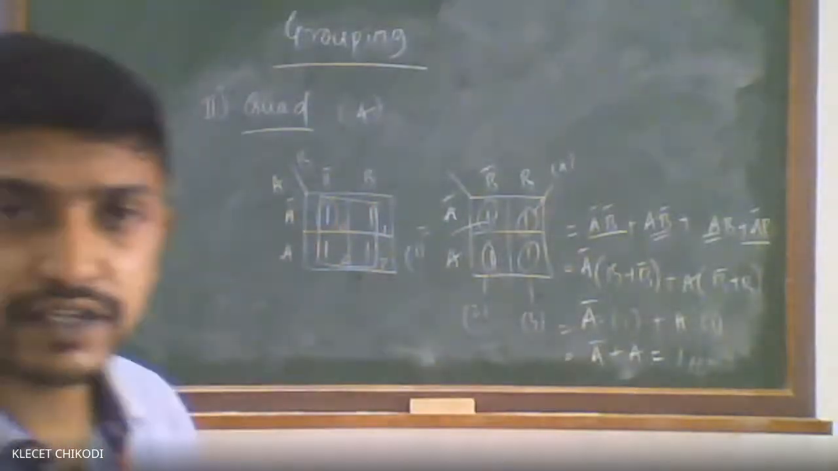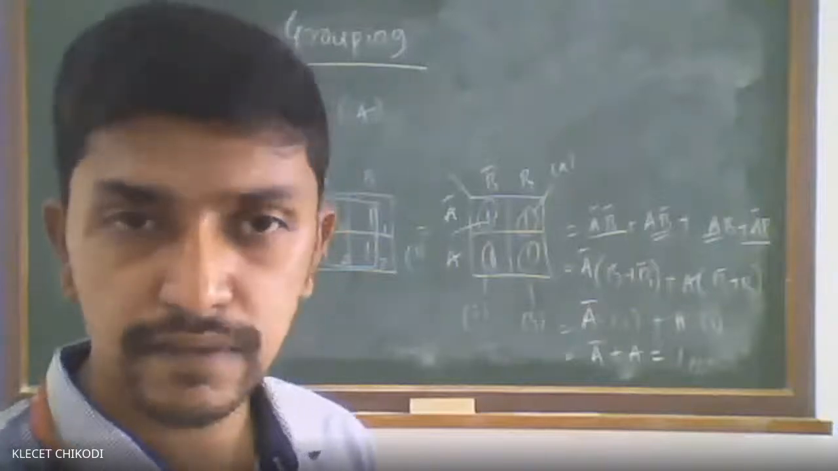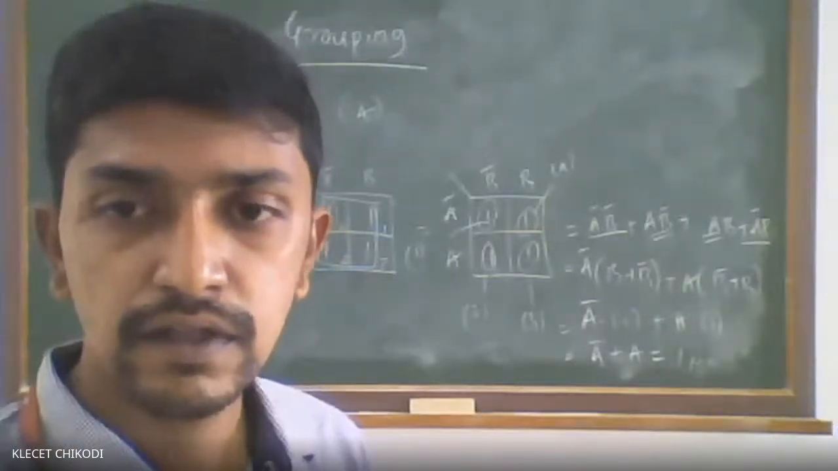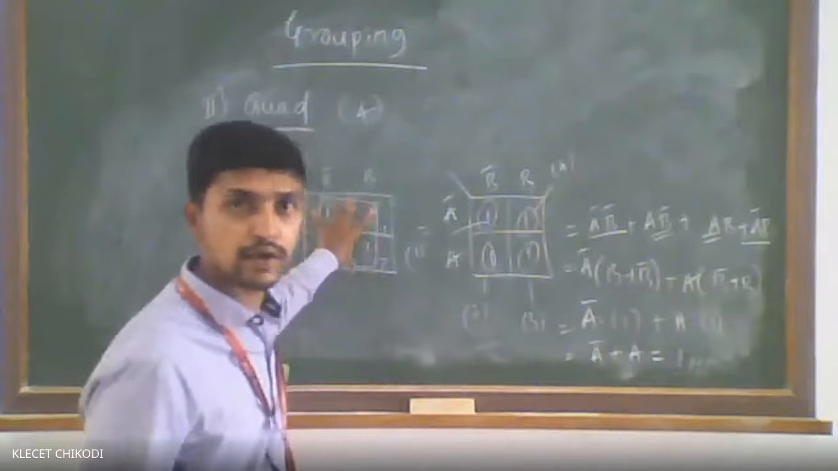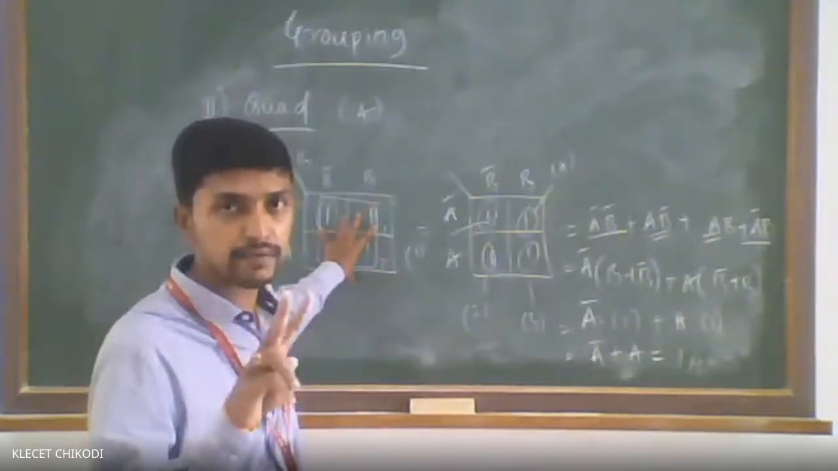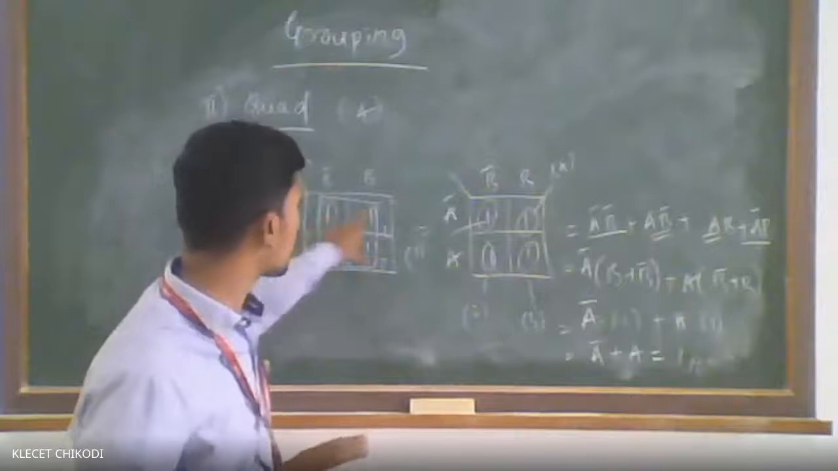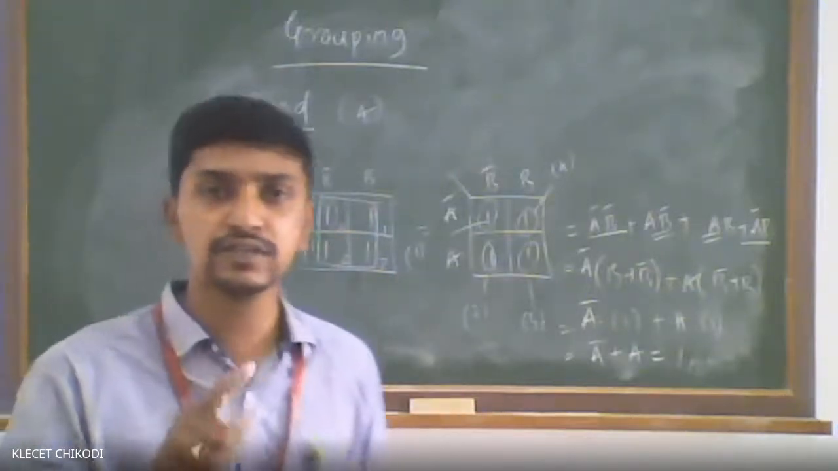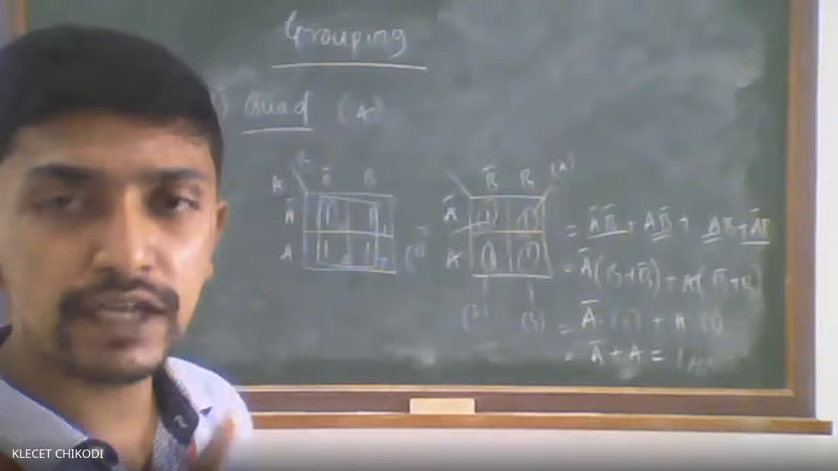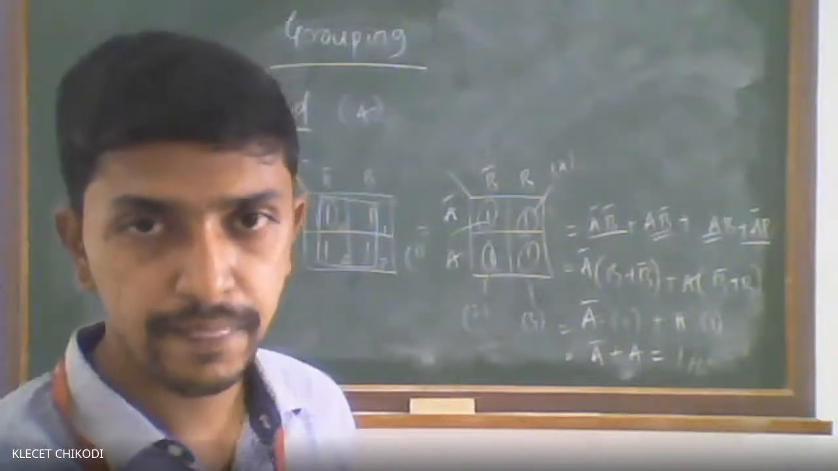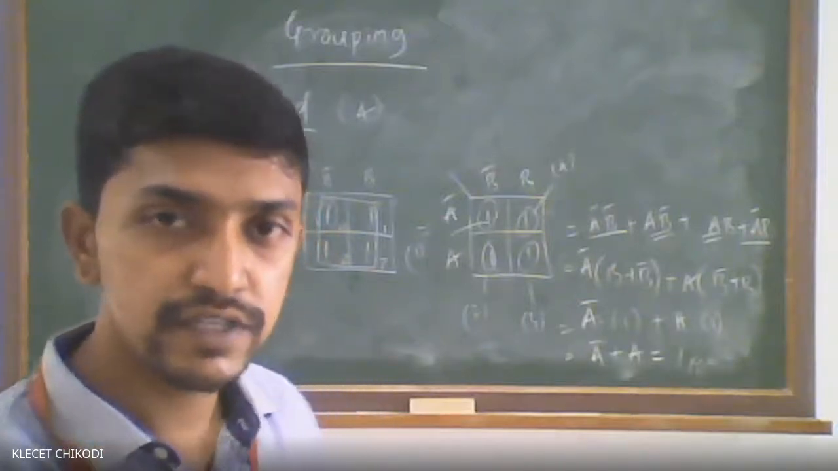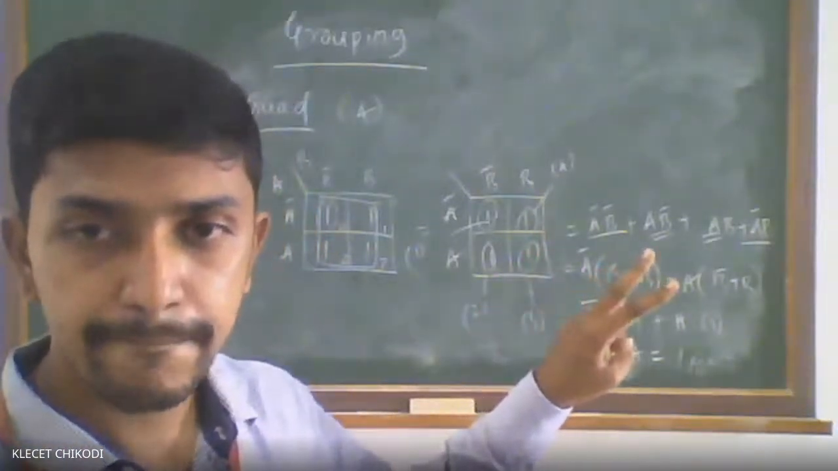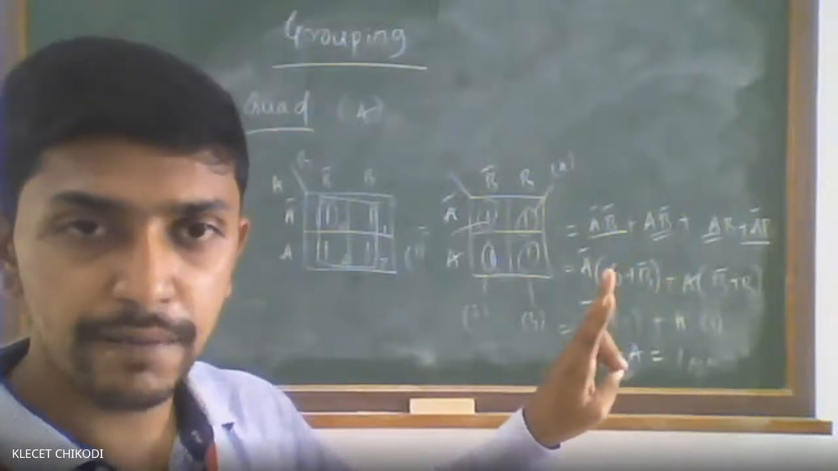Is it clear? So instead of solving this much, whenever in the quad function, for the two variable K-map or 4 cell K-map, whenever all the cells are 1, by default you have to consider the function value or the minimized Boolean expression as equal to 1. Is it clear? So this is considering the two variable K-map.